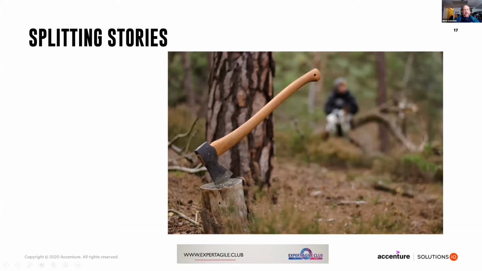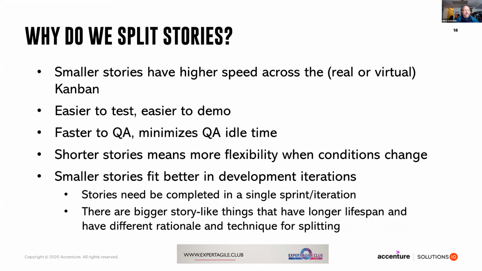So let's talk about splitting stories. So how do we split stories? Well, we already went through this. They move across the Kanban, easier to test, easier to demo, faster time to QA. We want to minimize the time that QA assets are idle. We want to have testing starting as early in a sprint as possible. And we already talked about, as things change, that shorter stories mean more flexibility when the conditions might change.